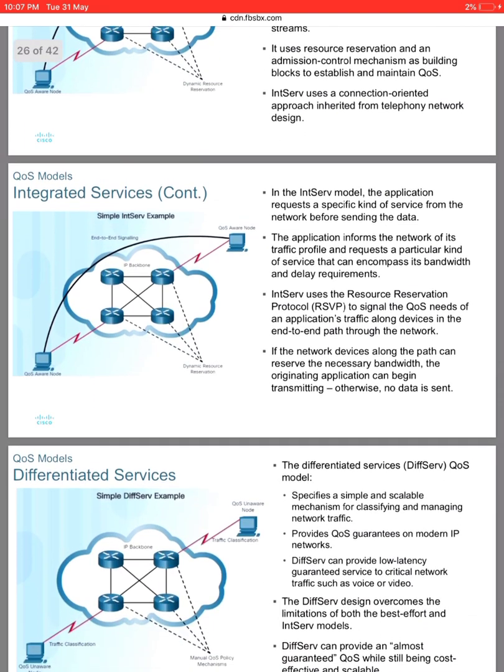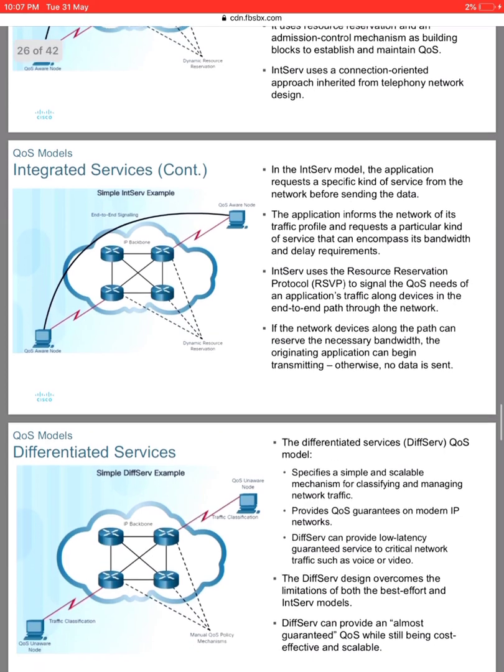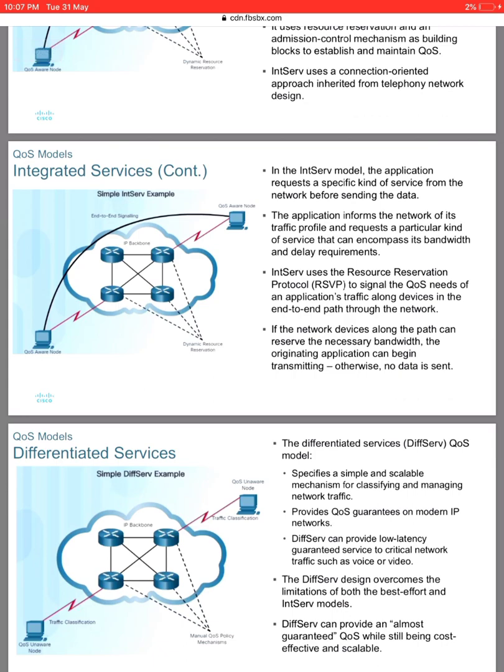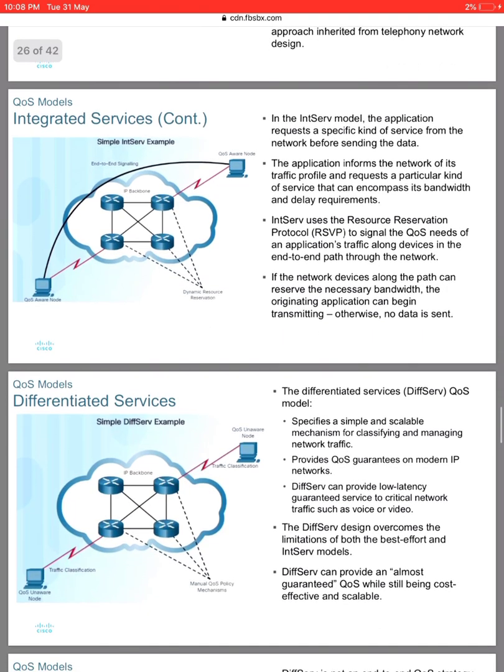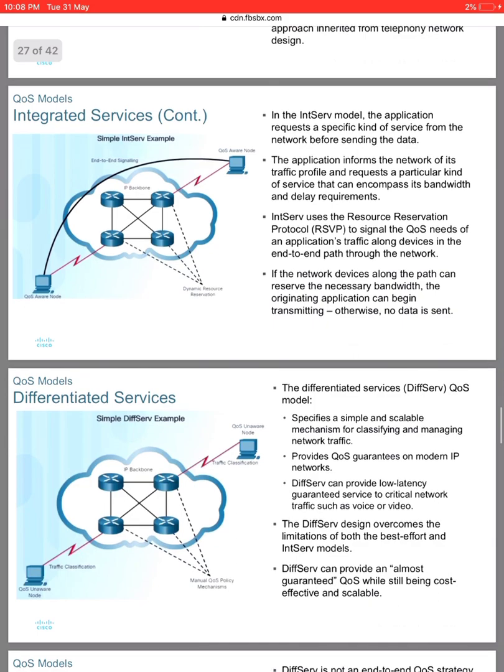So, for the integrated services model, the application requests a specific kind of service from the network before sending the data. The application informs the network of its traffic profile and requests a particular kind of service that encompasses its bandwidth and delay requirements. IntServ uses the Resource Reservation Protocol to signal the QoS needs of the application traffic along devices in the end-to-end path through the network.